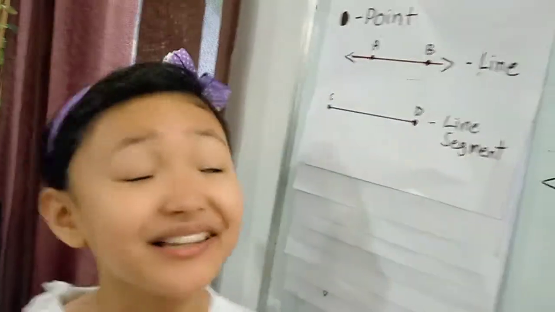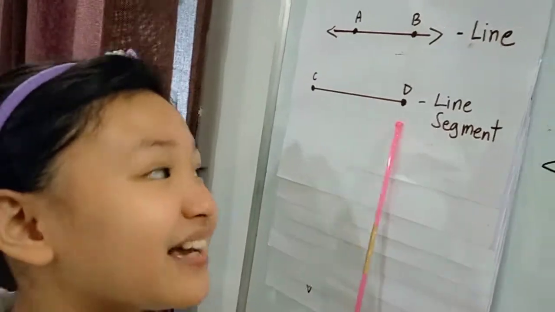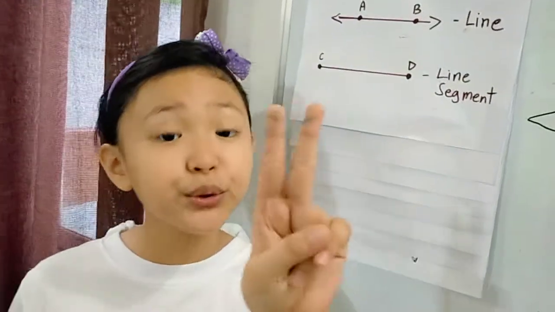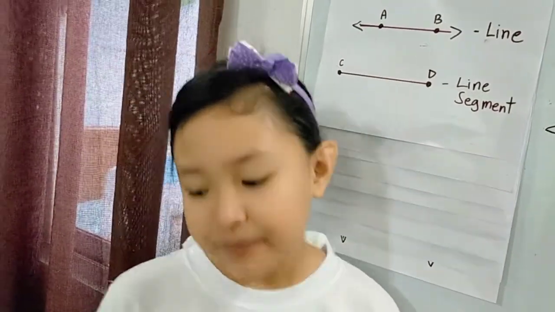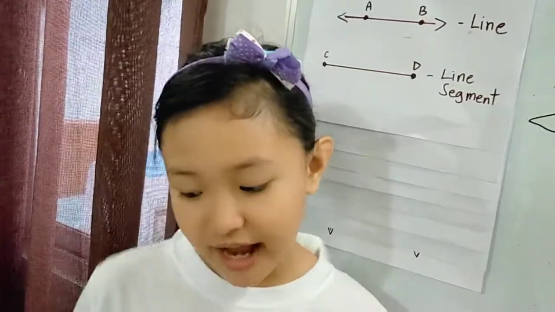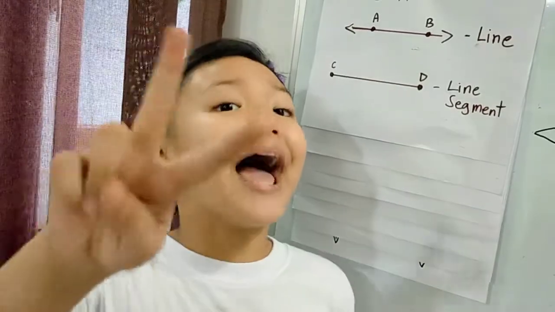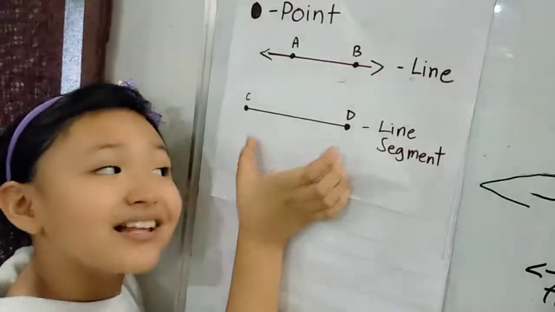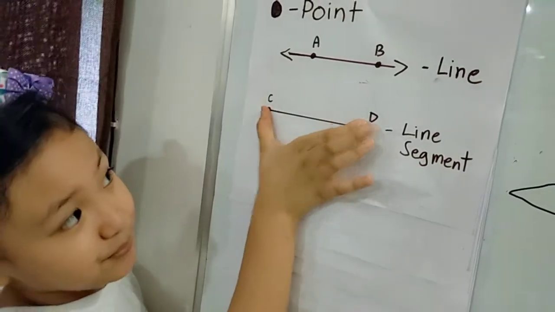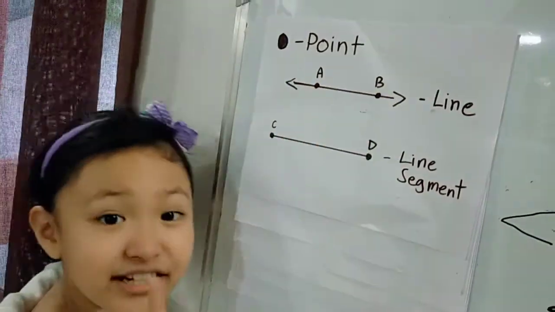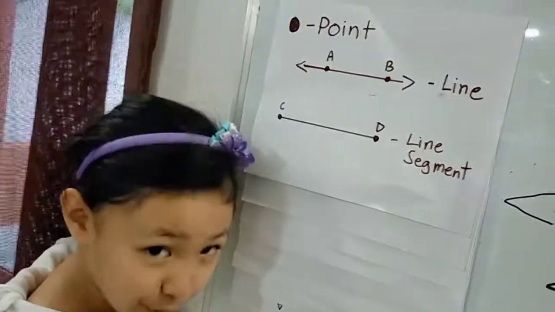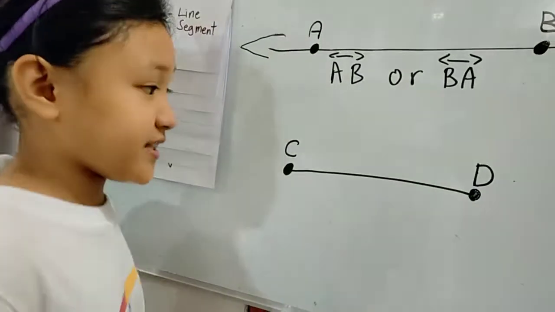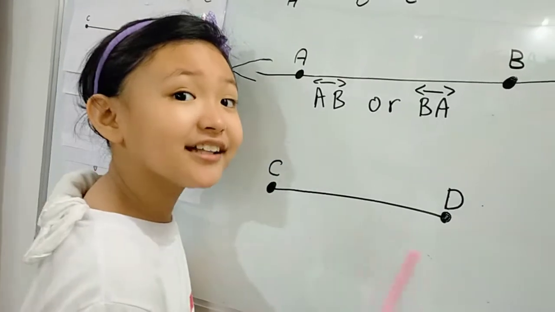Next, what is a line segment? A line segment has two endpoints. It is a part of a line that has two endpoints. Again, line segment is a part of a line that has two endpoints. This figure is called a line segment.